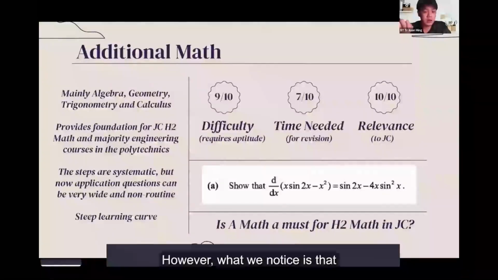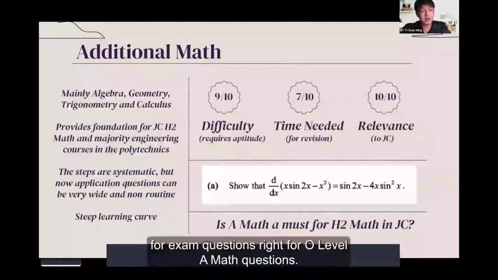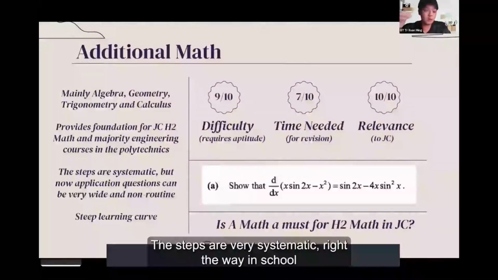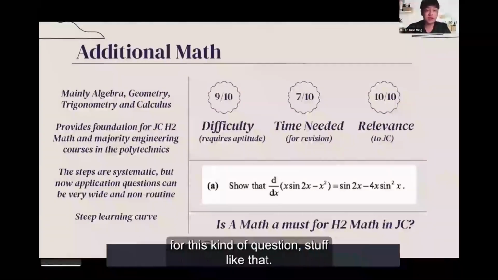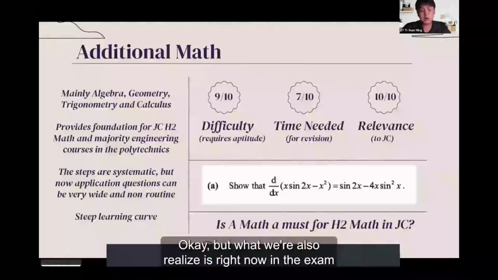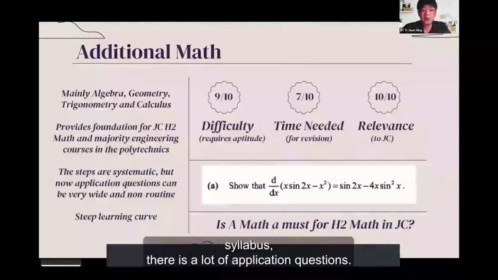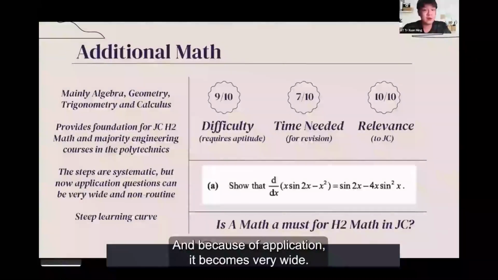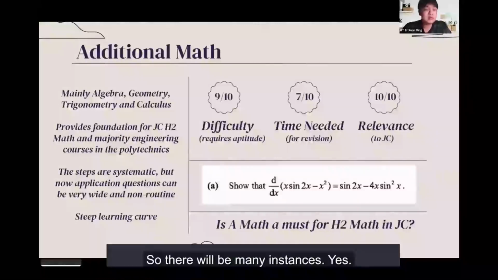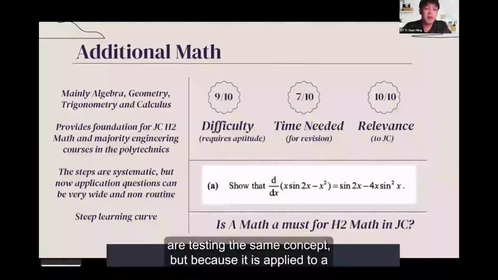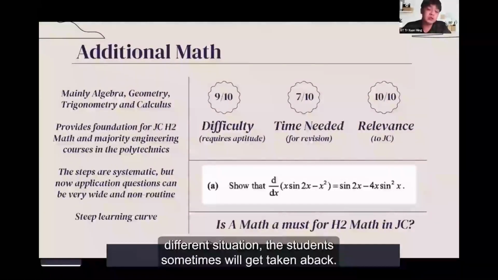However, what we notice is that for O-level A-math exam questions, the steps are very systematic, right? In school, the teachers will always teach you step 1 is this, step 2 is this, for this kind of question and so on. But what we also realize is that right now, in the exam syllabus, there are a lot of application questions. And because of application, it becomes very wide, and also very non-routine. So there will be many instances where, even though they are testing the same concept, because it's applied to a different situation, the students sometimes get taken aback, right?